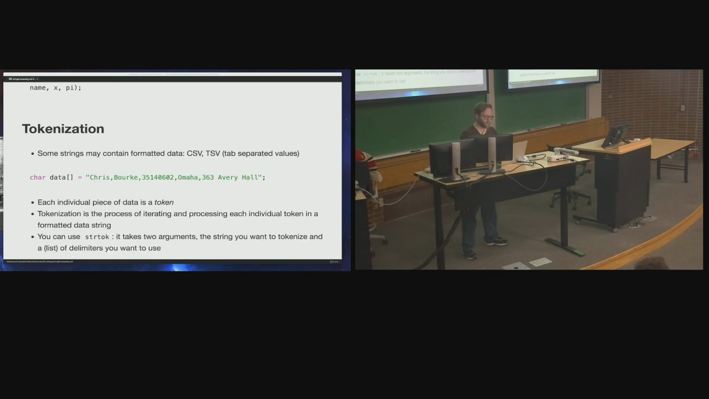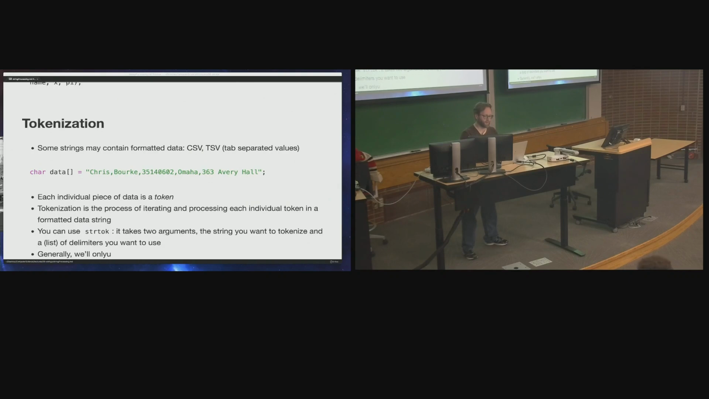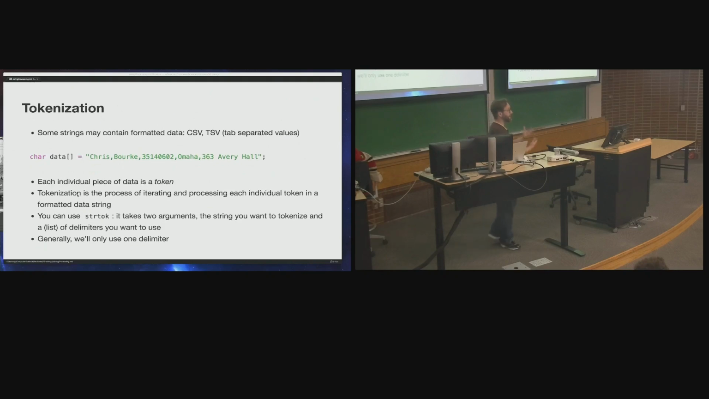All right? Generally, we'll only use one delimiter, right? Because you can have semicolons as your delimiter instead, where each token is delimited by a semicolon. Or you can use, like we're going to do in this example, commas or tabs, right? Or some other token entirely, or some combination of tokens. And so generally, we're only going to use one delimiter.